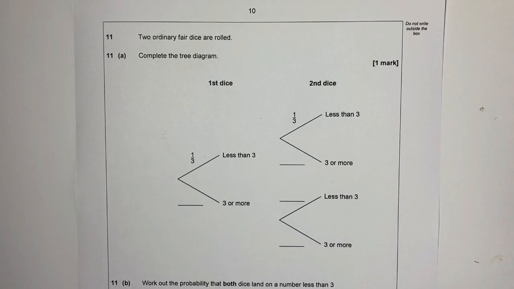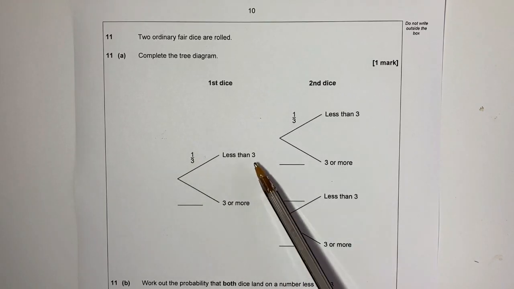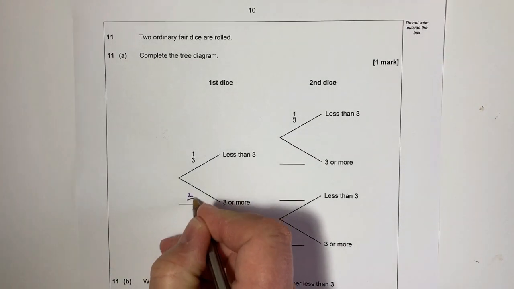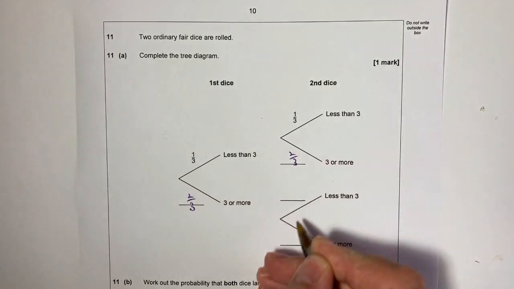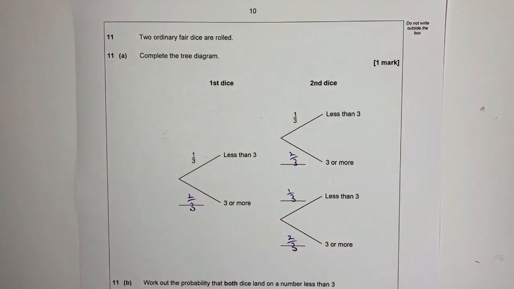So this particular one, 2 ordinary fair dice are rolled and we're asked to complete the tree diagram. For the first dice, there is a probability of 1 out of 3 that the dice will land on a number which is less than 3. So therefore, greater than 3 would be 2 out of 3. It's exactly the same with the second dice. We've got 1 out of 3 for less than 3, and 2 out of 3 for 3 or more.